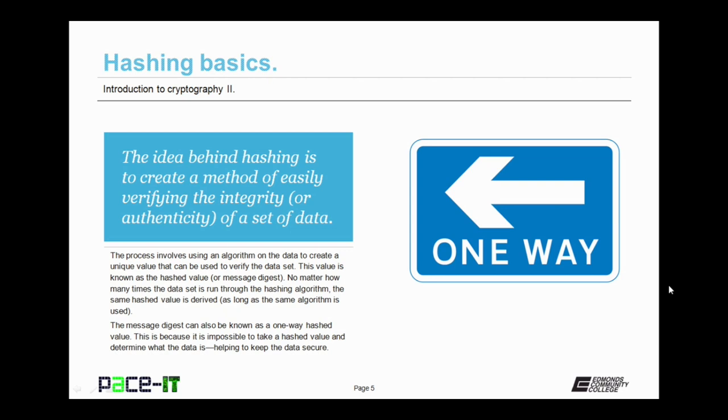The message digest can also be known as a one-way hashed value. This is because it is impossible to take a hashed value and determine what the data is. This helps to keep the data secure and provides an integrity check.